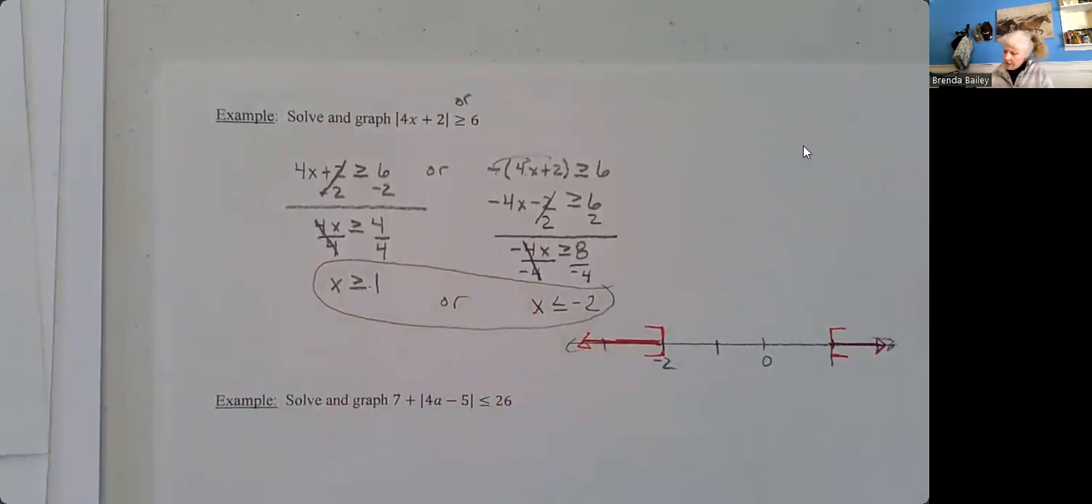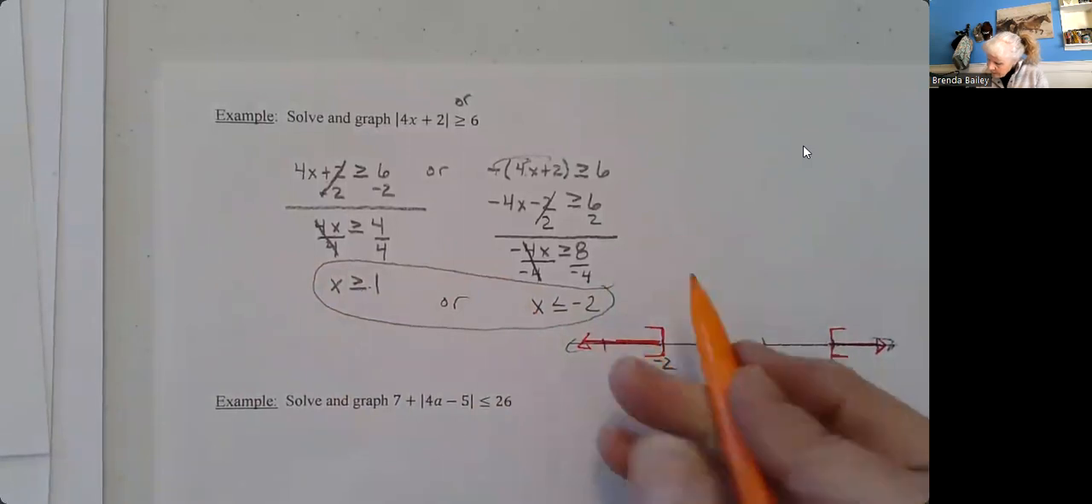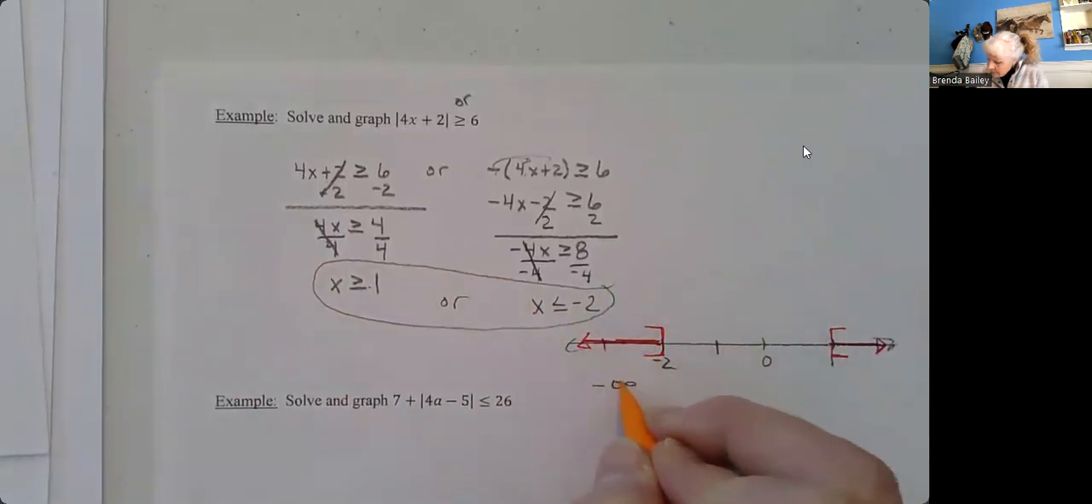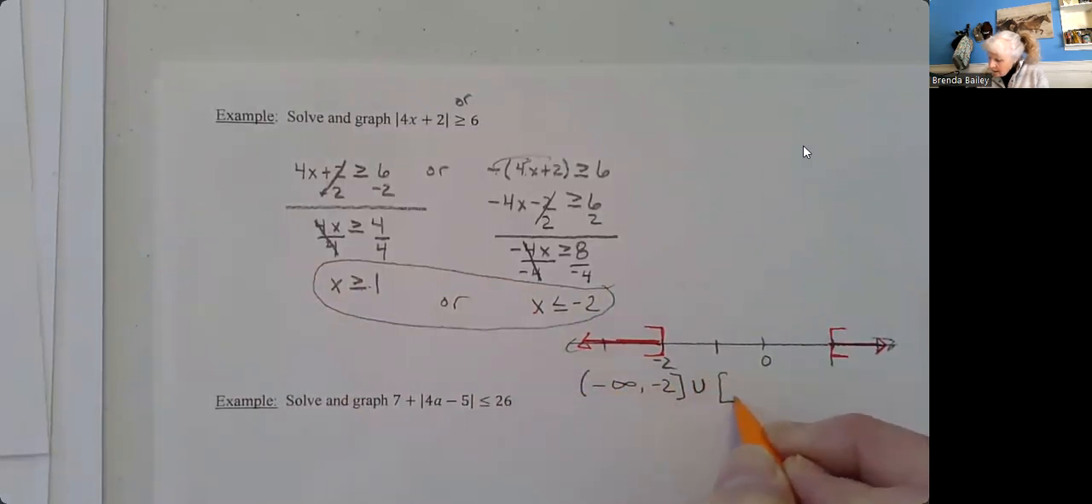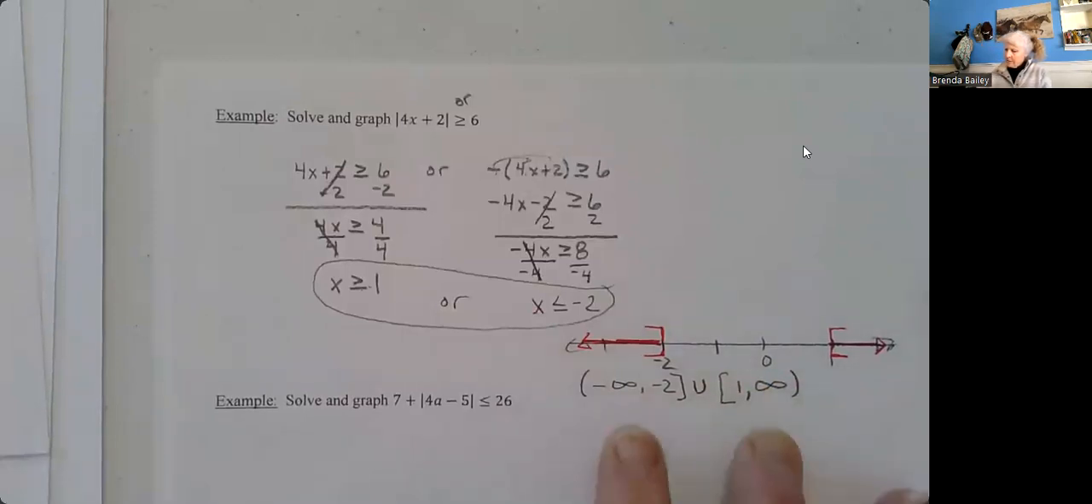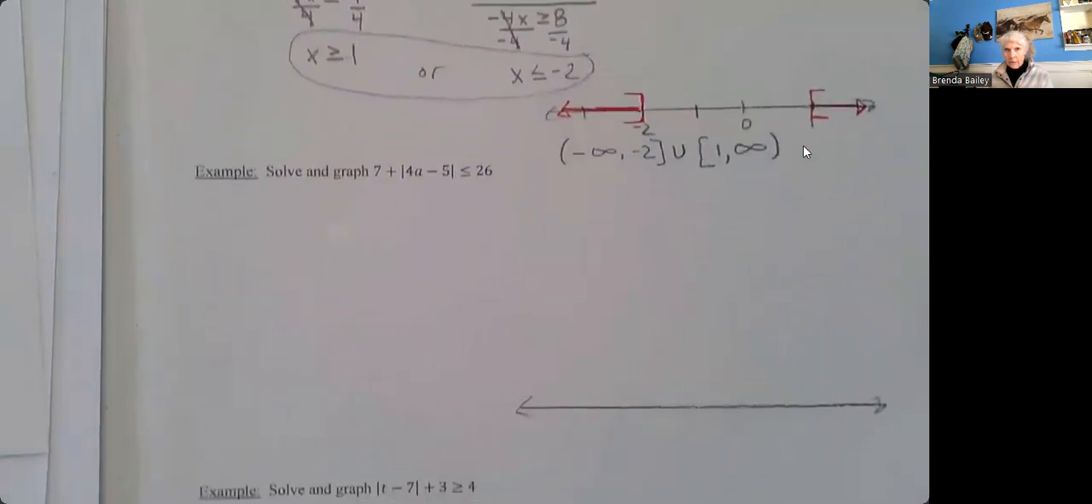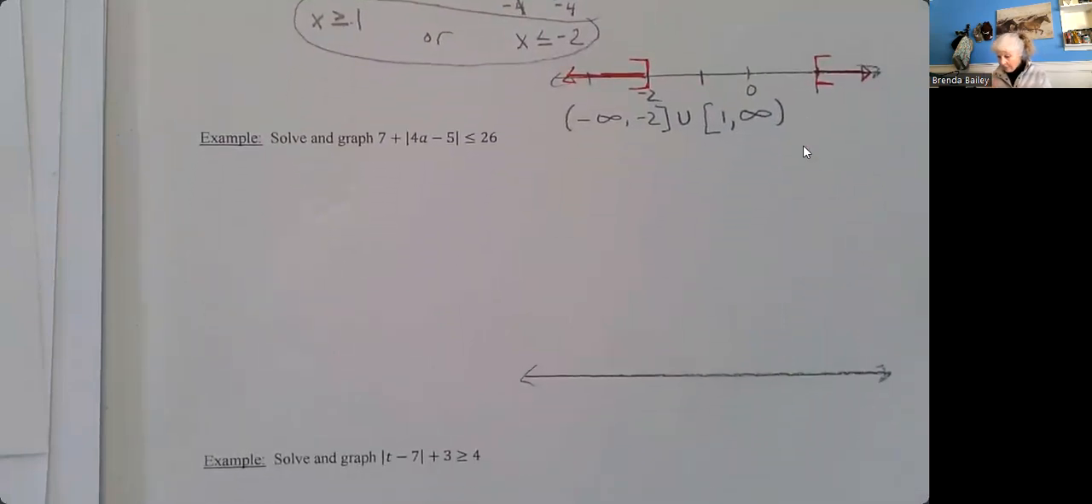Interval notation I'll do underneath here. Negative infinity to a -2, including that, unioned with 1 to infinity. That would be the solution for interval. Okay, let's look at the next one. Okay, we're going to get the absolute value by itself. That's our first thing we need to do.